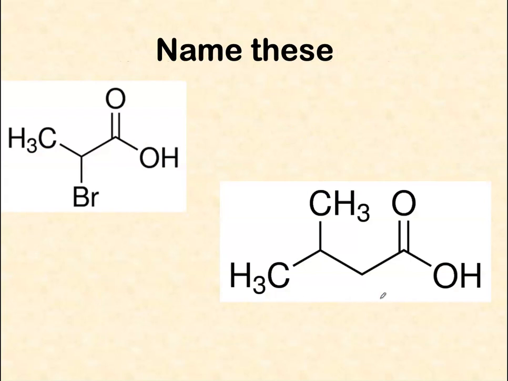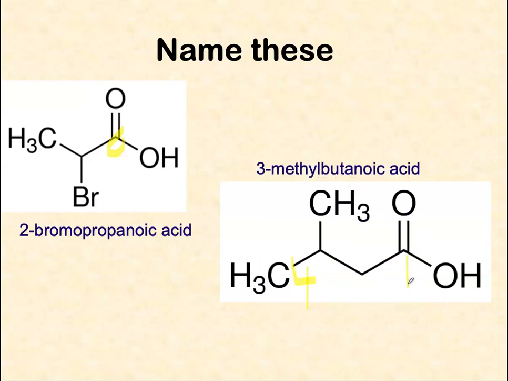Naming of these, let's name these. Again, carbon 1, you've got bromine on the second one, so 2-bromo propanoic acid. Next one, carbon 1, carbon 2, carbon 3, carbon 4. Carbon 4 is here. Carbon 1 is here. So 3-methyl butanoic acid.